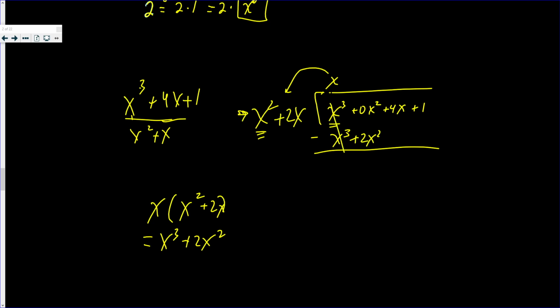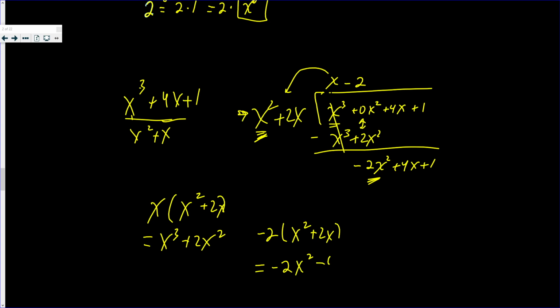This cancels out, and we have x squareds right underneath one another. 0 minus 2 is negative 2x squared plus 4x plus 1. What do you multiply x squared by to get negative 2x squared? Negative 2. Negative 2 by what's in front is negative 2x squared minus 4x. So negative 2x squared minus 4x.